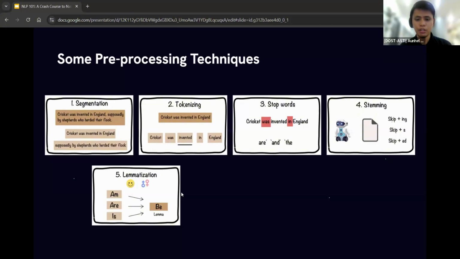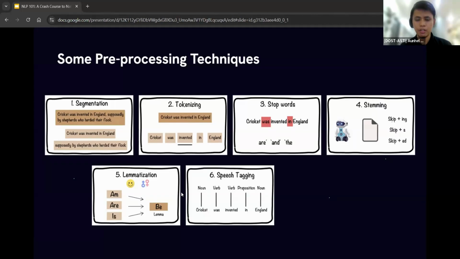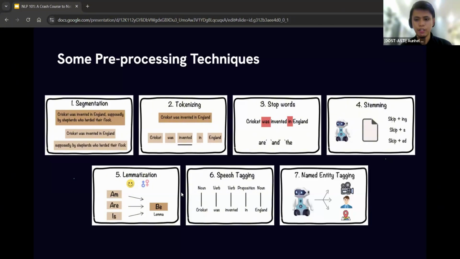Next is part-of-speech tagging, or tagging each word in the corpus, the data. We're tagging what part of speech it falls under. And then finally, named entity recognition. So we're trying to check if the word is the name of a person, the name of an occasion, or what entity it is.